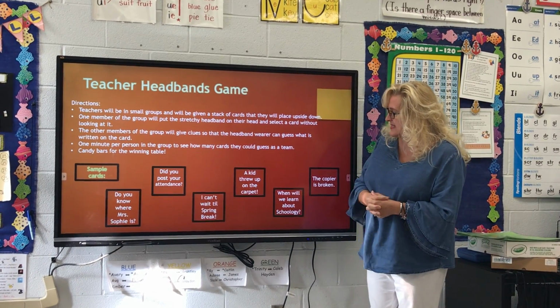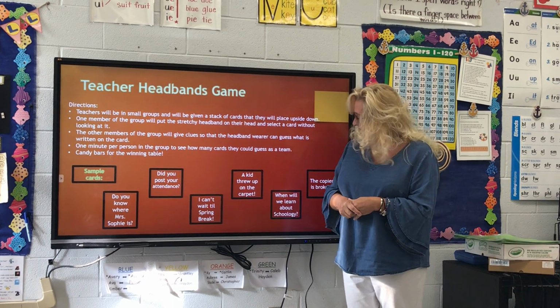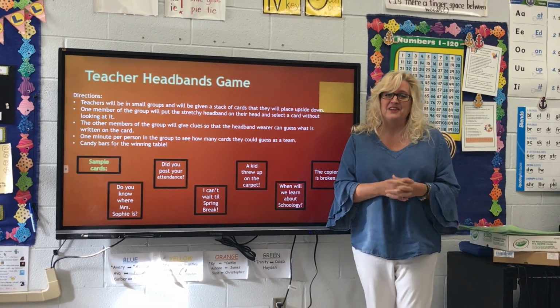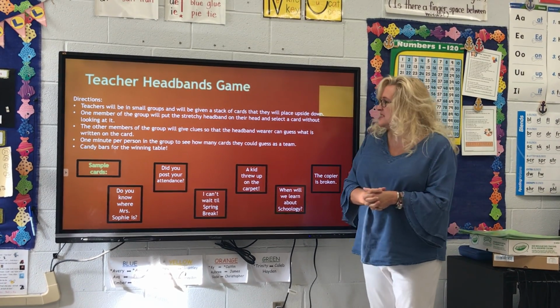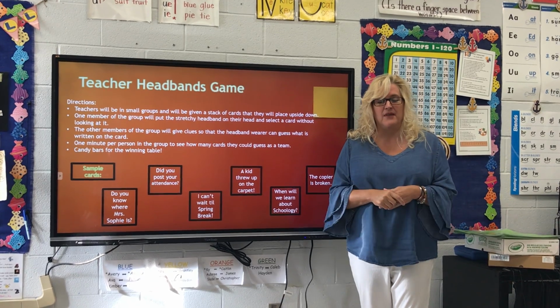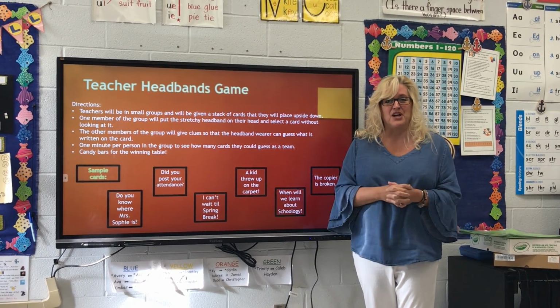Some of the cards may say things such as, did you post your attendance? Do you know where Miss Sophie is? A kid threw up on the carpet. These are things that you might hear at Eden. So we want to play this game. You have about a minute apiece. Take turns so that it goes around the group, and the winner will definitely have a prize of chocolate.